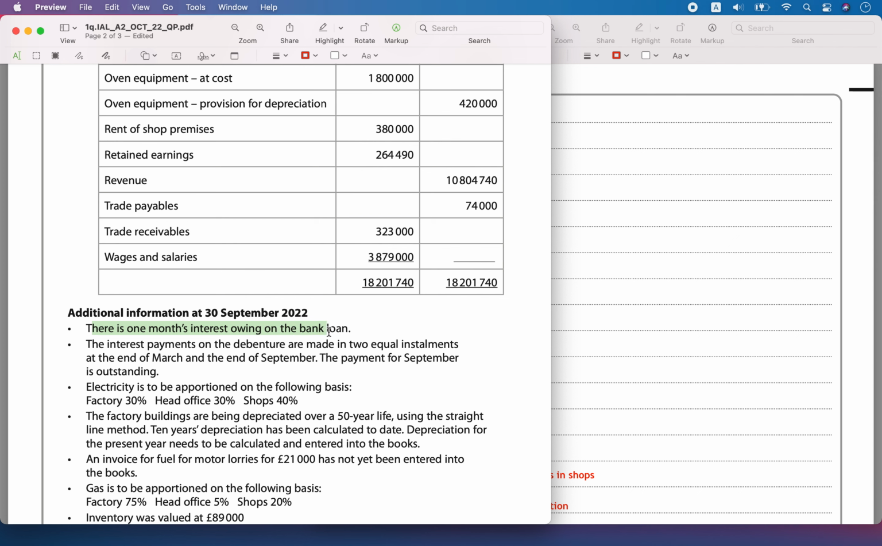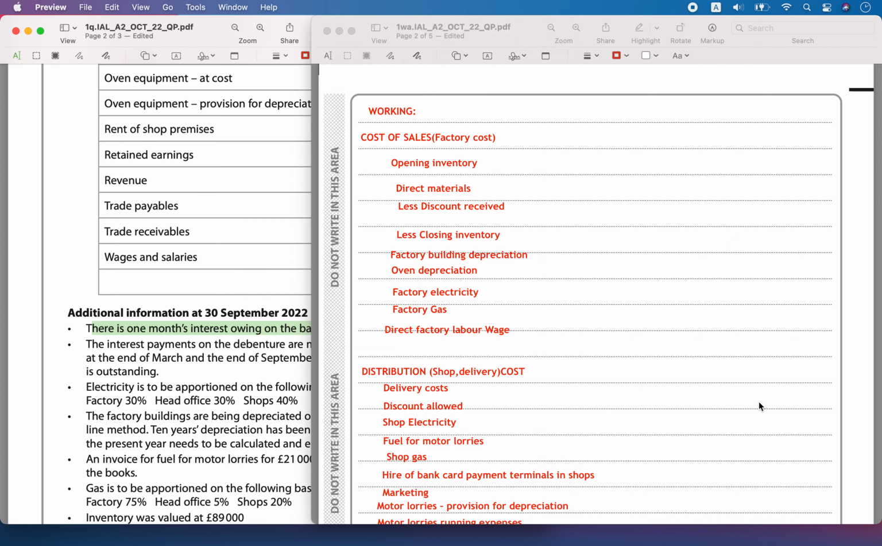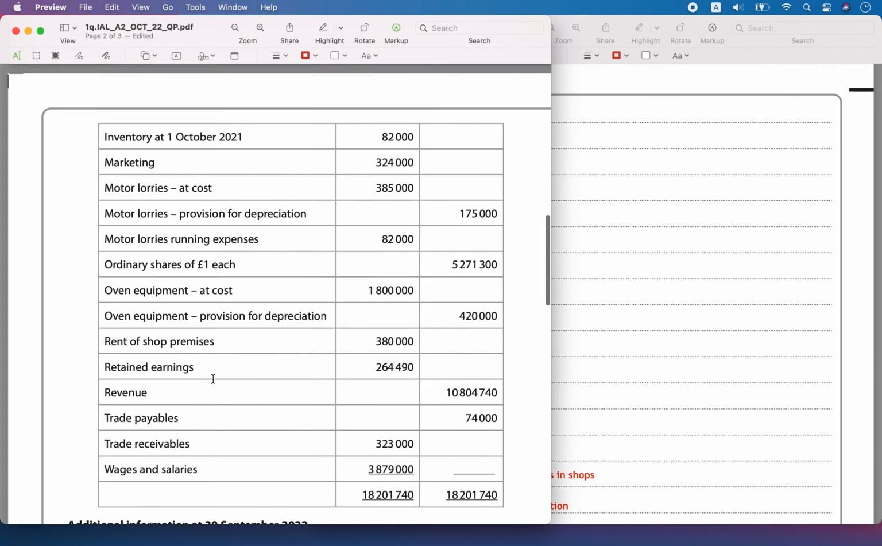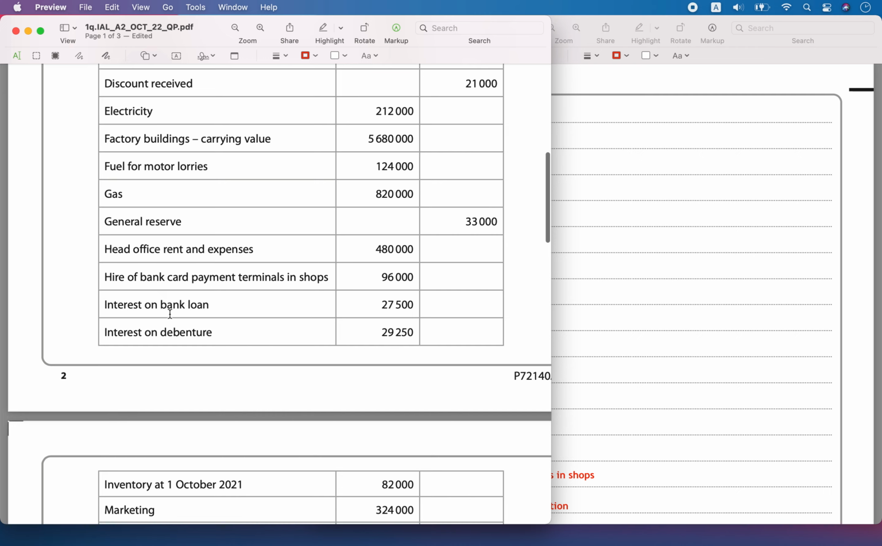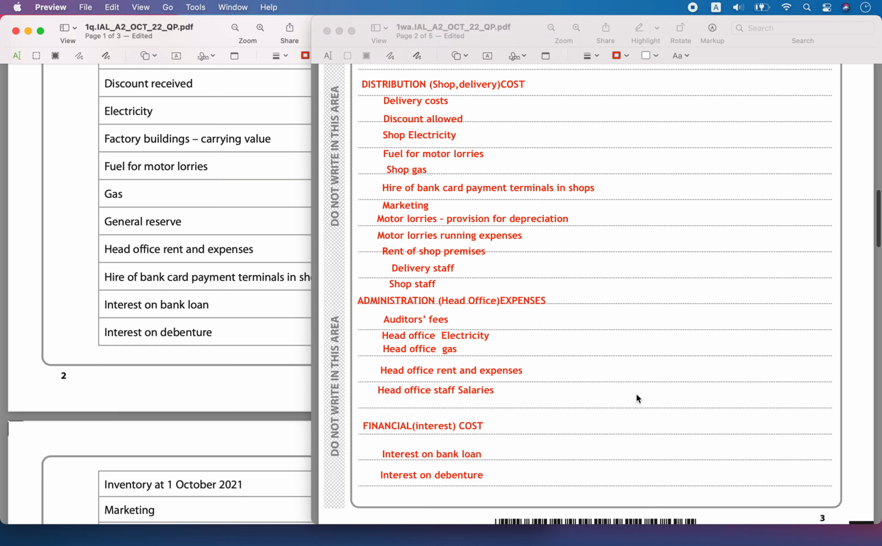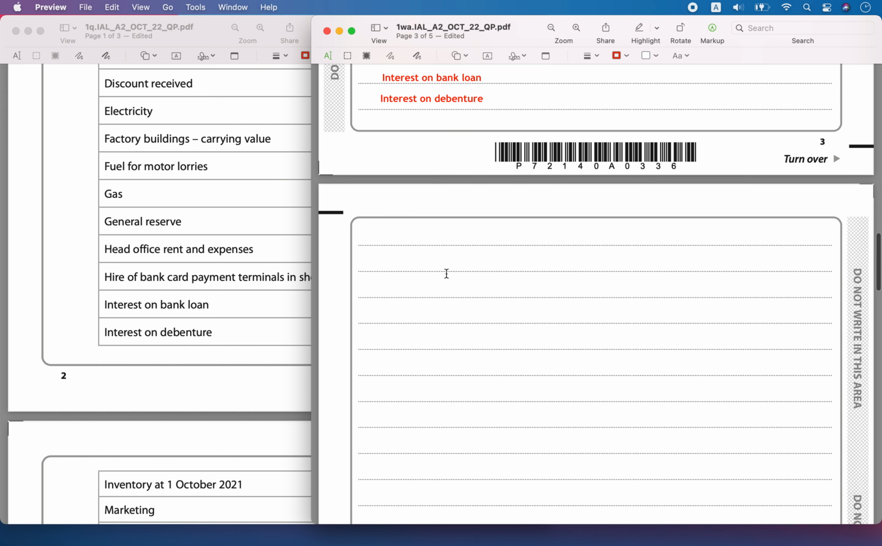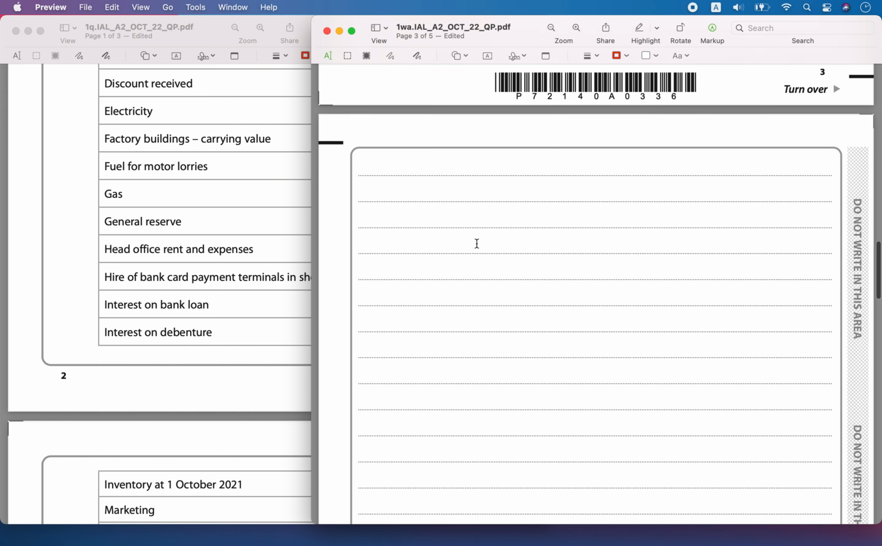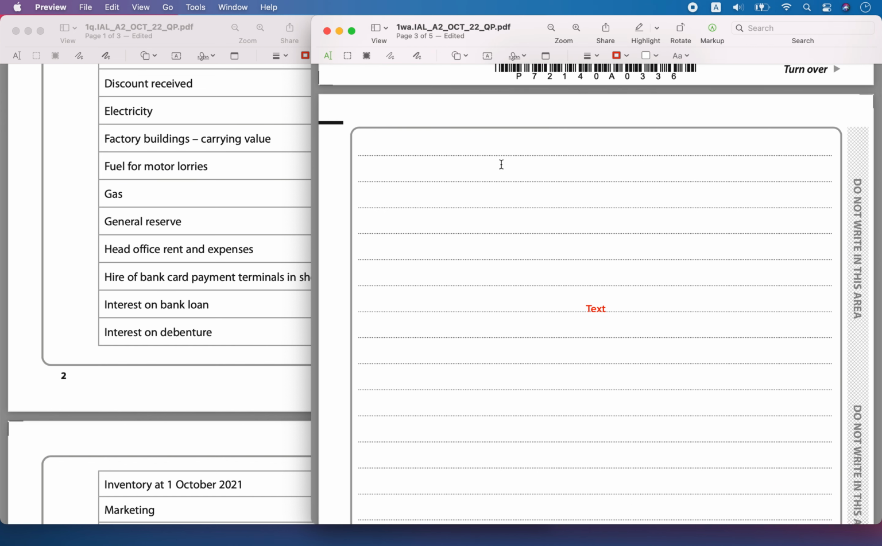Now first one is there is 1 month's interest owing on the bank loan. So let's calculate here bank loan interest. Okay, bank loan interest is 27,500. So let's calculate the bank loan interest. Here, I am going to calculate the annual bank loan interest.